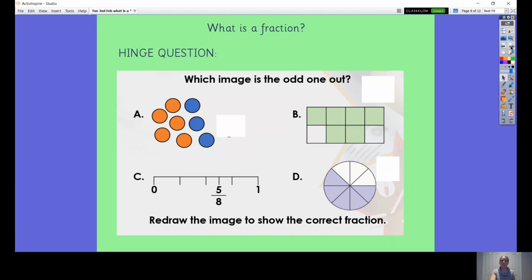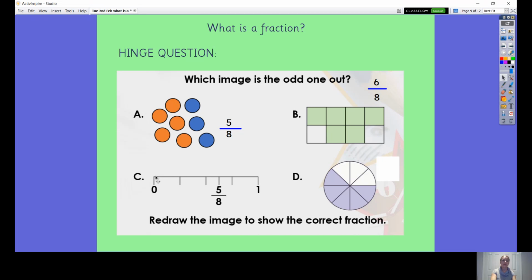Okay, so what I did was I counted how many circles there were and how many were coloured in here. I worked out that that was 5/8. Okay, so I counted my circles and then I counted how many were coloured in orange, and there were 5/8. And then for this one, counted how many equal pieces there were, and there were 8 again. And this time there were 6 of them coloured in.